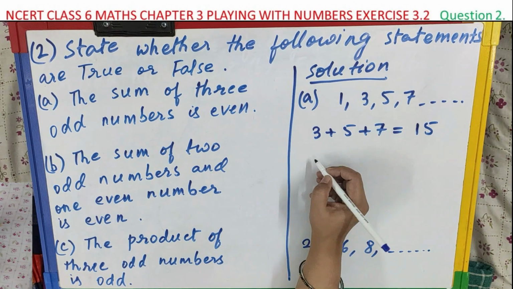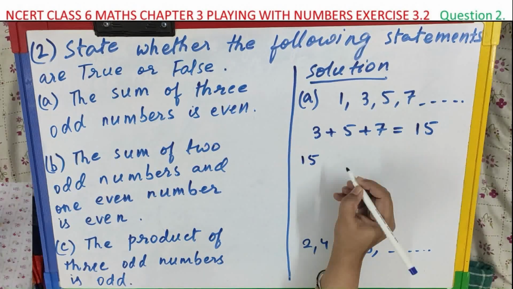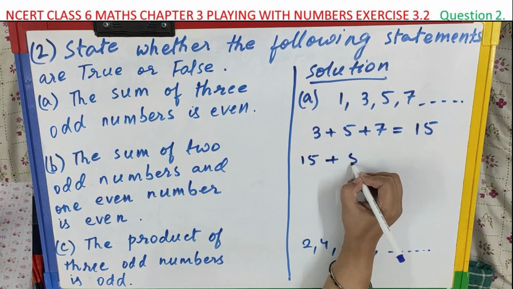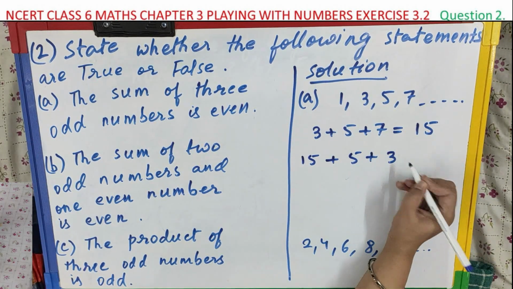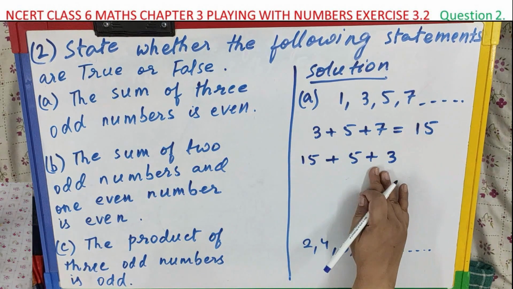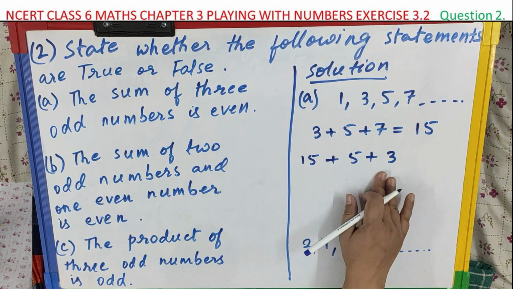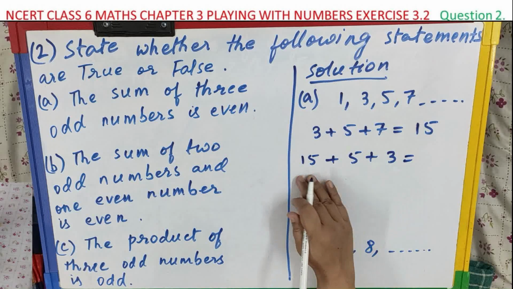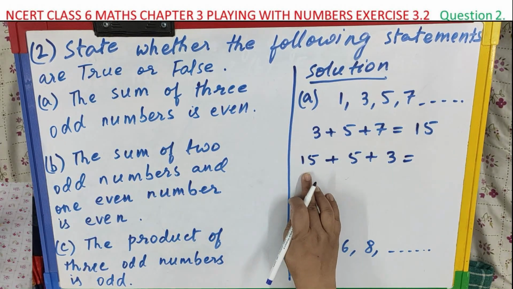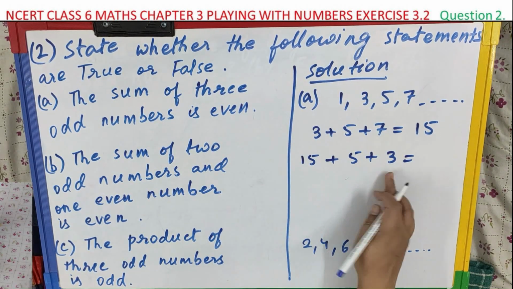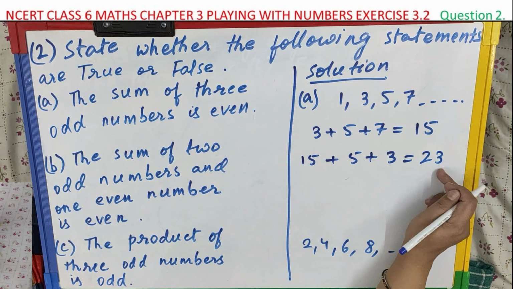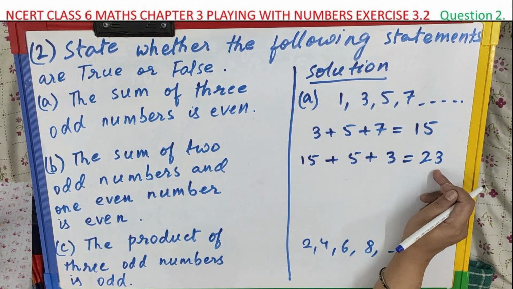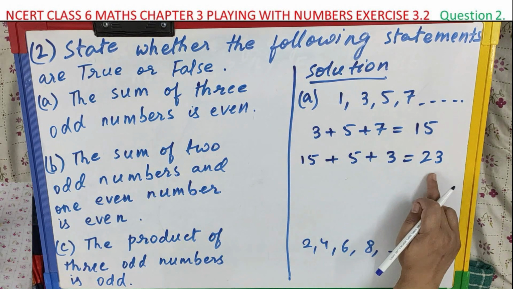Let us take one more example. 15 plus 5 plus 3. These three numbers are also odd numbers. If we find the sum of these three numbers, what will it be? 15 plus 5 is 20, 20 plus 3 is 23. This also is an odd number, not an even number. It means the sum of three odd numbers is an odd number.